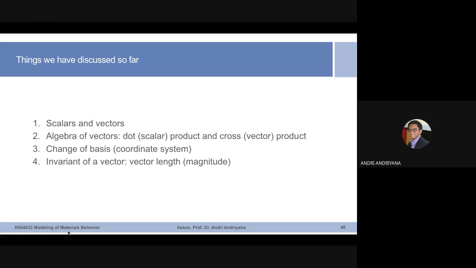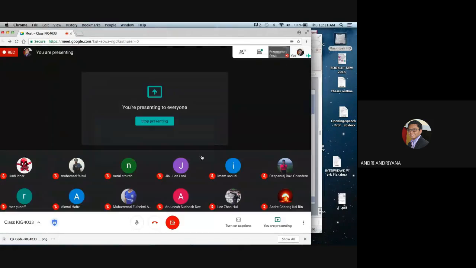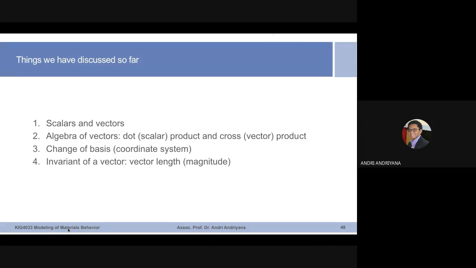Okay, and you have learned vectors during your first year. So we did a brief review on some basic algebra of vectors. We specifically looked at the dot product, or scalar product, of two vectors. The dot product of two vectors gives you a scalar. The cross product of two vectors gives you another vector. And then we have also seen change of basis.